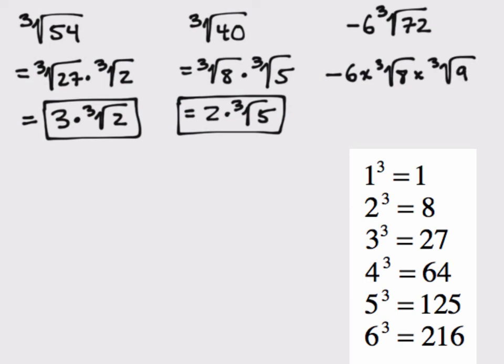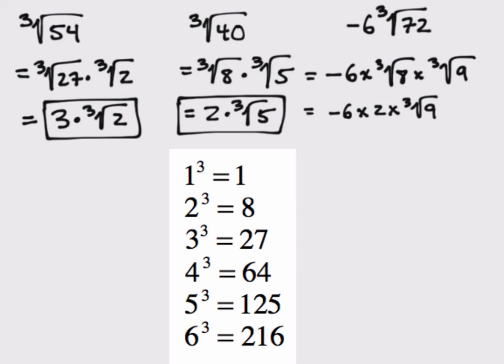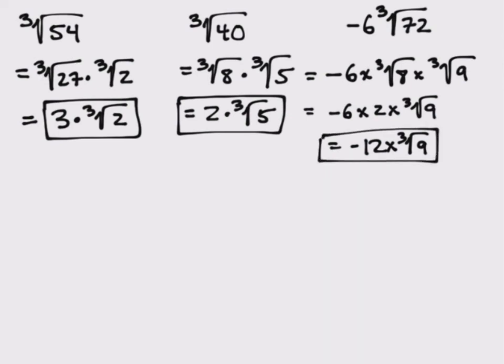And the third root of 8, that's a nice number, that's 2. So we got negative 6 times 2 times the third root of 9 for a grand total of negative 12 times the third root of 9. And that is the simplified version of negative 6 times the third root of 72.